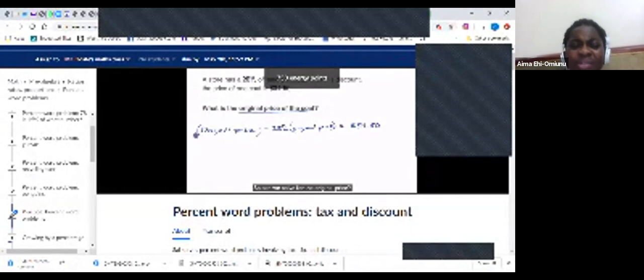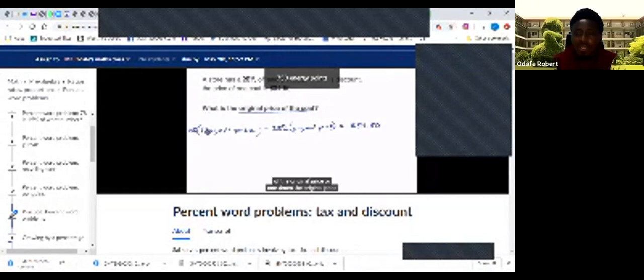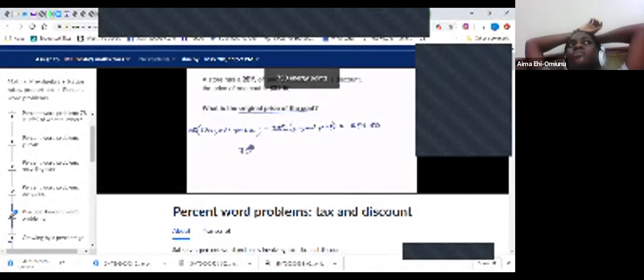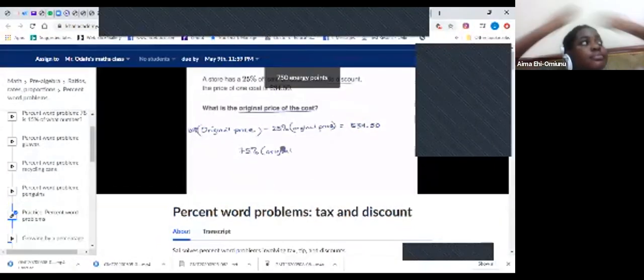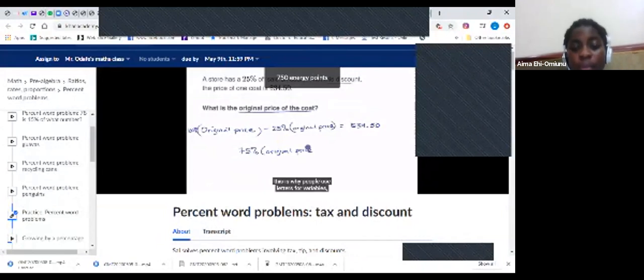I don't understand what you're doing. Well, I'm going to think about it. This is 100% of the original price, or 1 times the original price, minus 25% of the original price is going to be equal to this. Well, 100% minus 25% of something is going to be 75% of our original price. This is why people use letters for variables, so they don't have to keep writing this out. It's going to be equal to $34.50.